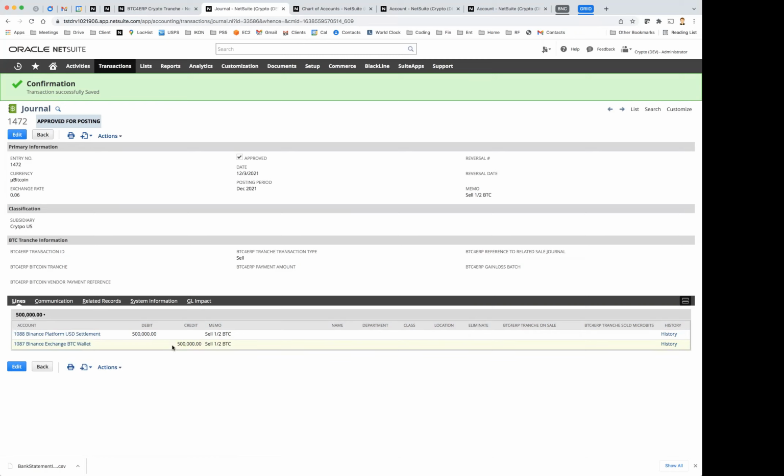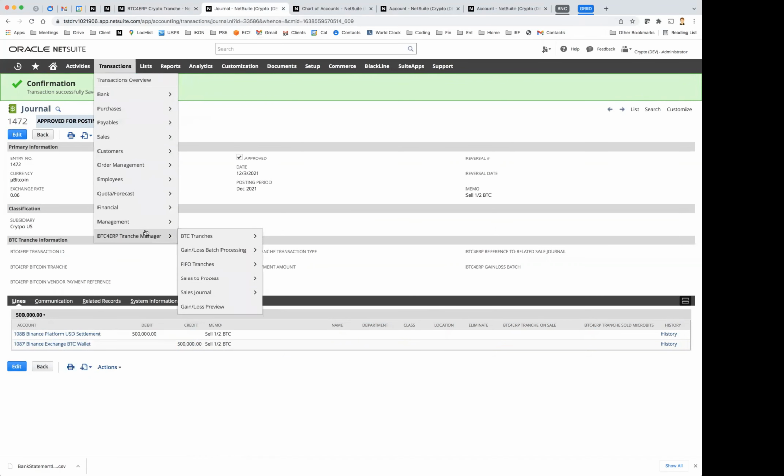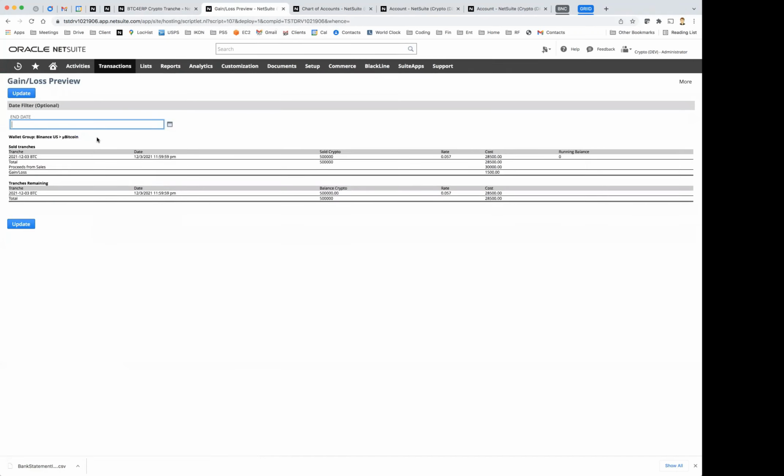Now, when it's time for gain loss processing, I know that I have to go to the wallet group associated with this FIFO stack. Let's run through the process, and I'll show you what I mean. One of the things we have here is this gain loss preview. The purpose of this is to show a preview of what's going to happen when I process my gain losses. So it's a check before I do the work, so I don't have to undo things.